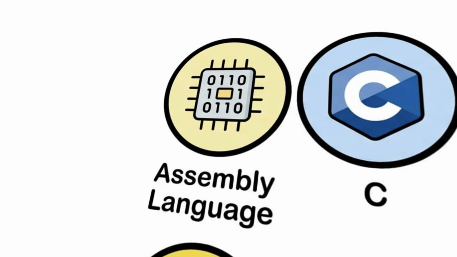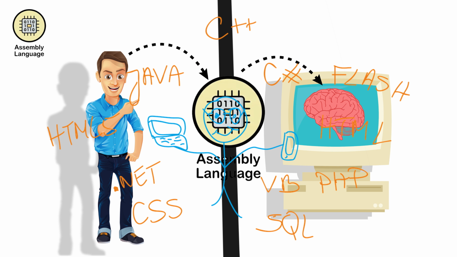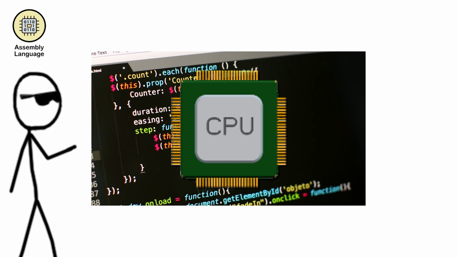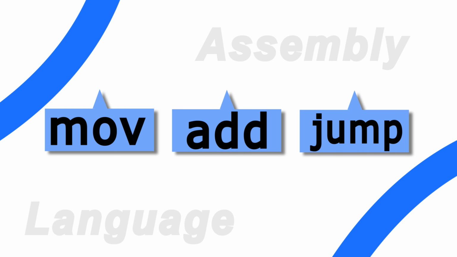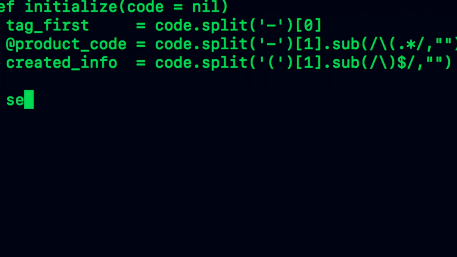Assembly language. Assembly is the closest thing to talking directly to a computer's brain. Every other language you've ever heard of eventually gets translated down to something like this. It works by letting you write instructions that map almost one-to-one with the actual commands a processor understands. Things like, move this value, add these two numbers, jump to this line. Before higher-level languages existed, this was how engineers built operating systems and hardware drivers.